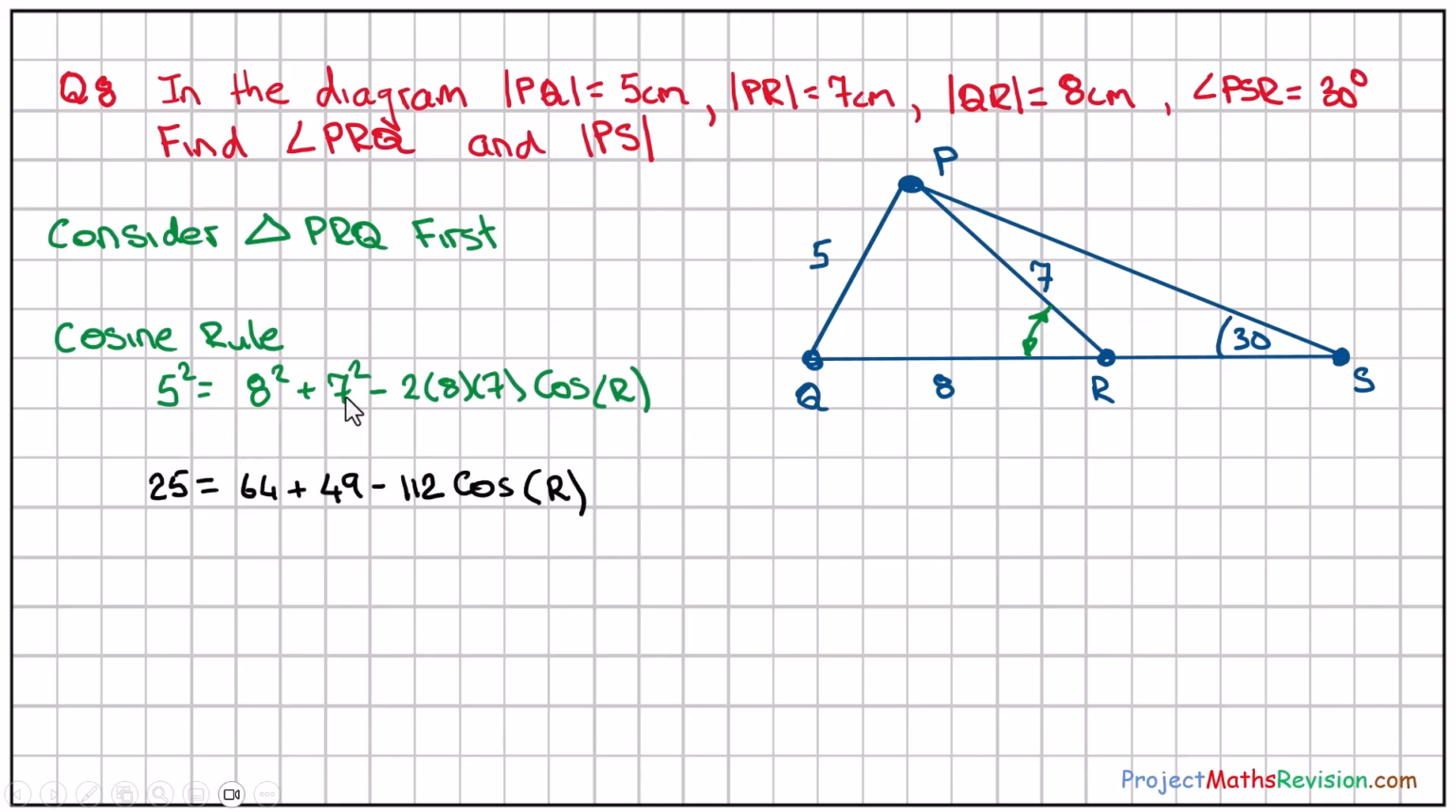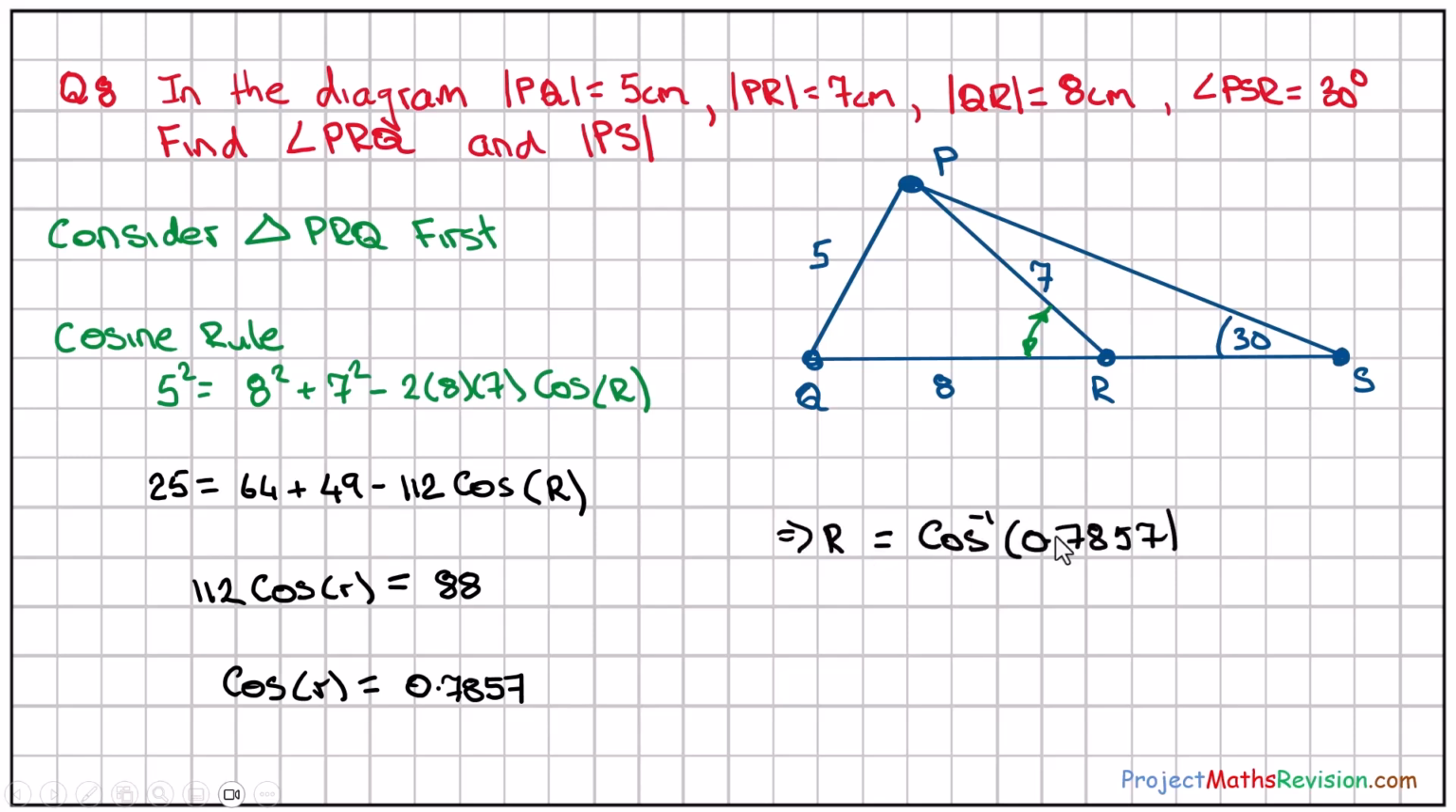So 25 equals 64 plus 49 minus 112 times cos of R. Add 49 to 64 and take it from 25. We get minus 88, and multiplying across by minus 1, we get 112 cos of R equals 88. So that means that the cosine of the angle R is 0.7857. So R is the inverse cos of this, which is approximately 38.2 degrees.